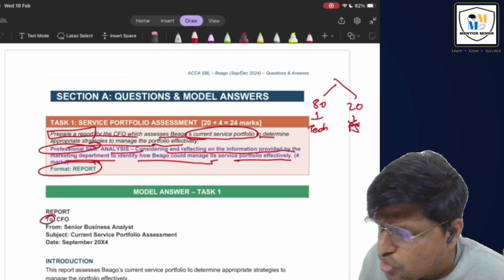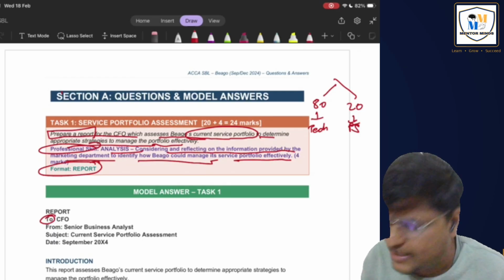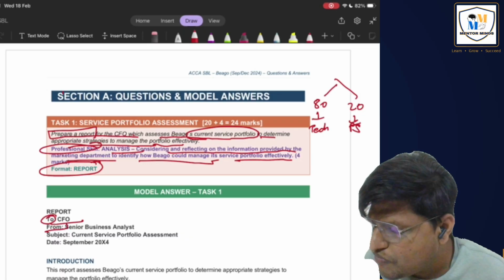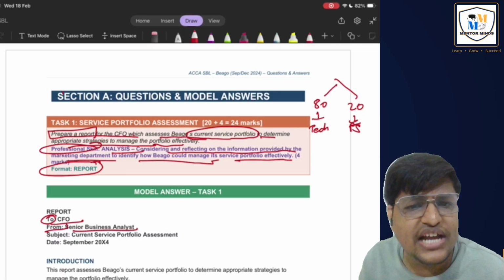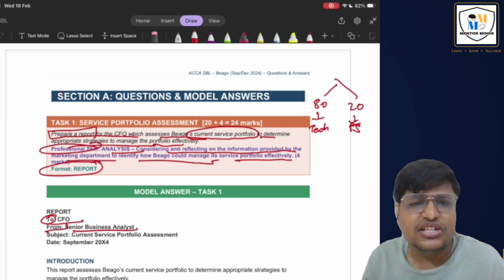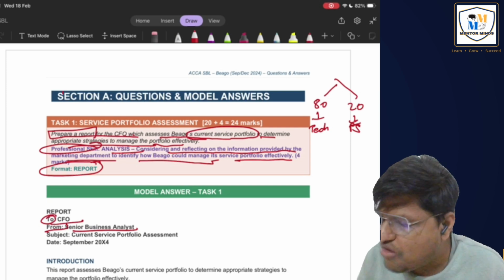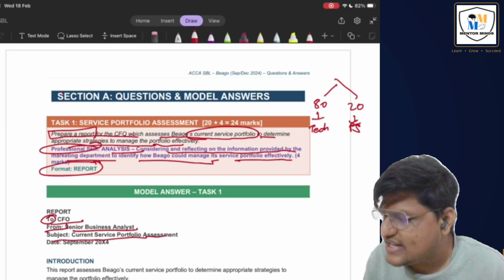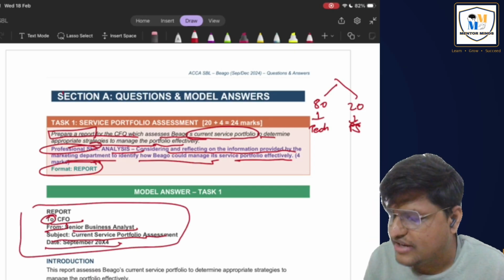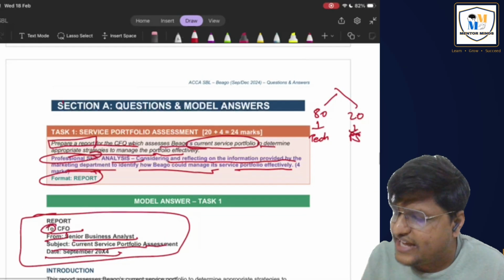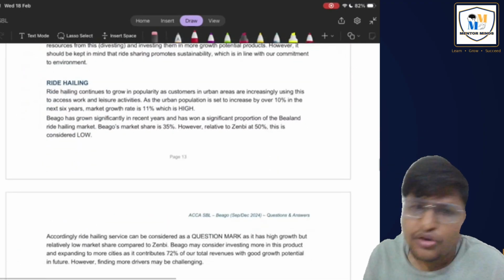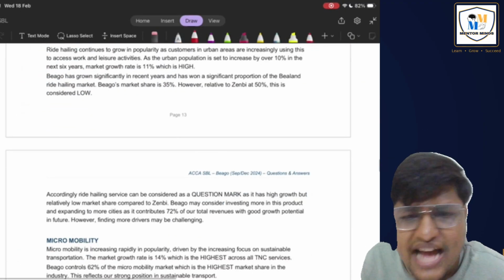We will first have to whom we are writing. So to the CFO we are writing. In the question it is given. And from whom? Senior business analyst. Where did we get it in the question? At the start it was given you are a senior business analyst. Now what is the subject? We are assessing the current service portfolio and then there would be this data. Now we need to read the exhibit 1. Right? No sir. First we will read all the tasks.